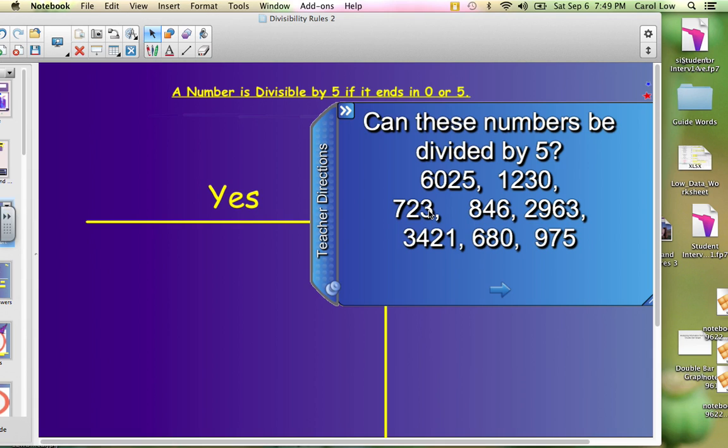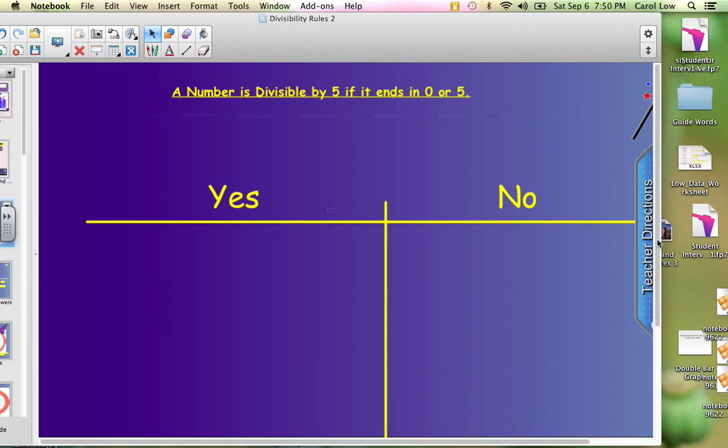The next one is 846. That would be a no, because it's ending in a 6. The next one, 2,963. Another no. 3,421. Nope. Ends in 1. 680. Yes, it can, and I agree. And the last one, 975. Woohoo! It can be divided by 5. Okay.